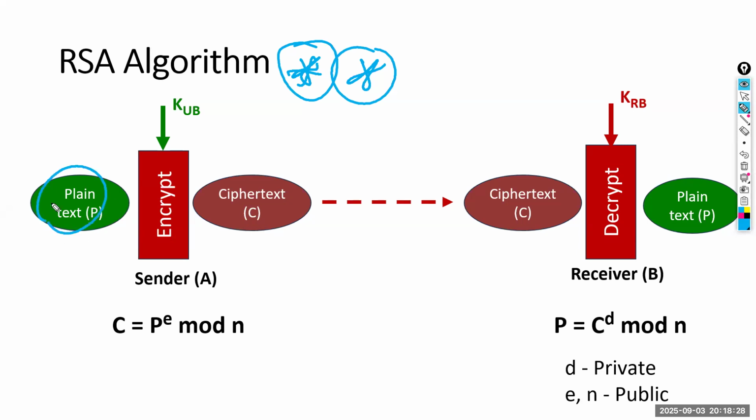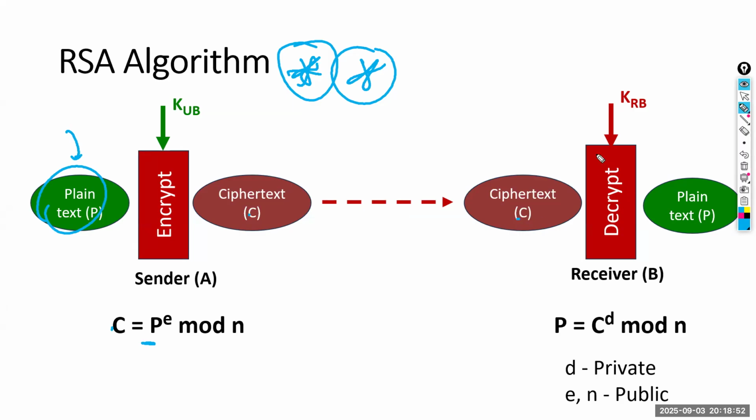If you have plain text P, let's take it as a number because at the end it's a binary number anyway. The ciphertext, the encrypted value, is P to the power E mod n. Mod means the remainder when you divide by n. And then the ciphertext is sent to the receiver.